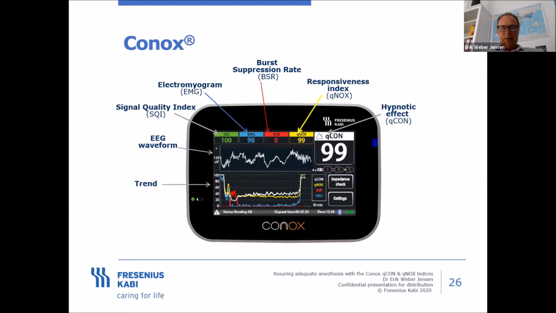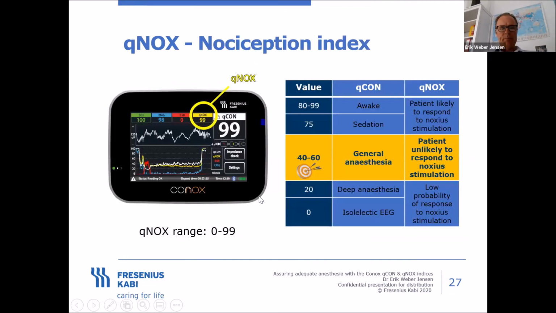These indices have been implemented inside the Conox monitor. As we see here, the qNOX with its auxiliary parameters: burst suppression, EMG, signal quality index, EEG waveform, and trends as well. The scales are both from 0 to 99, both for the qCon and the qNOX index.